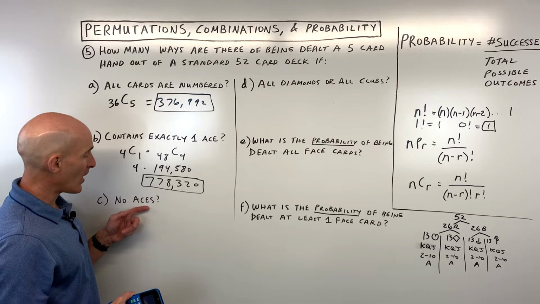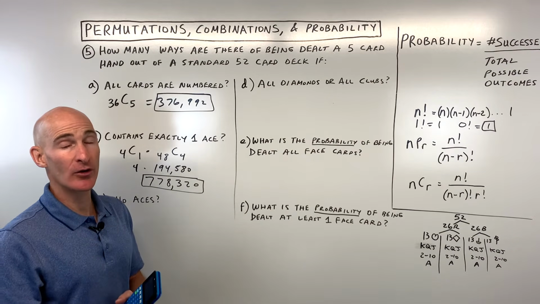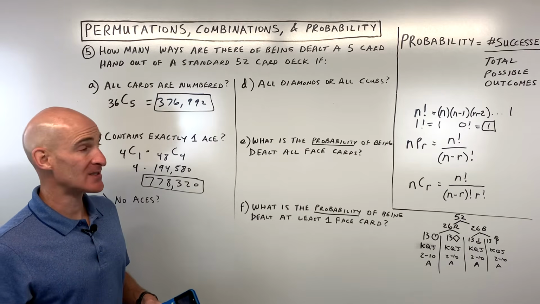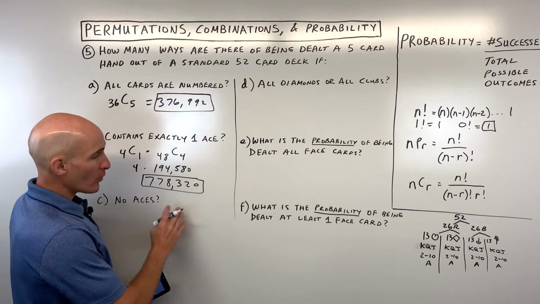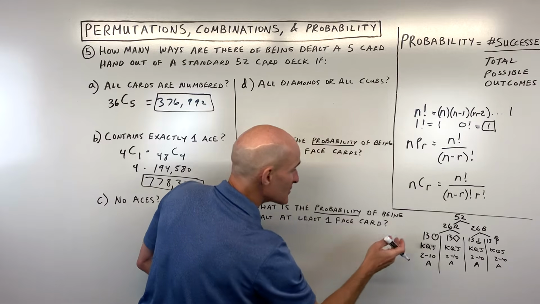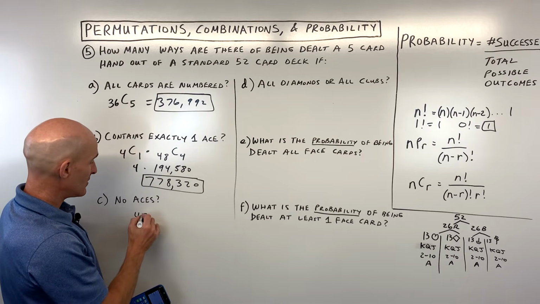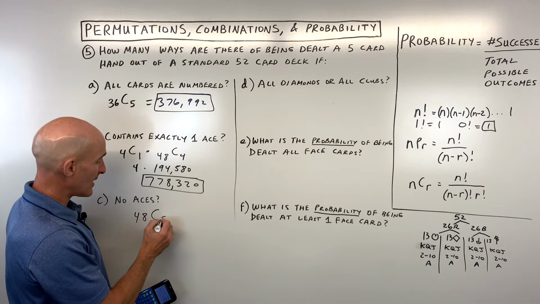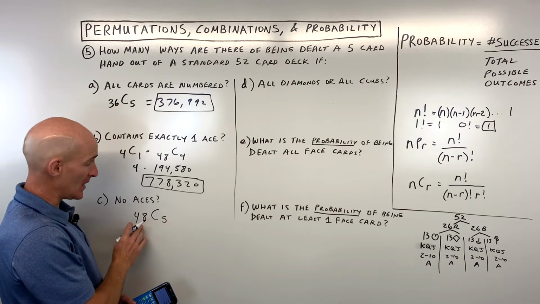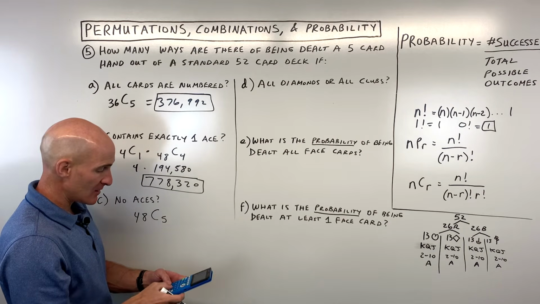Now, what happens if you want no aces? How many ways are there to be dealt a 5-card hand where there's no aces in that hand? Well, because there's 4 aces, that means there's 48 cards that are not aces, and we want to see how many ways there are of getting 5 out of that 48. So 48 combination 5.